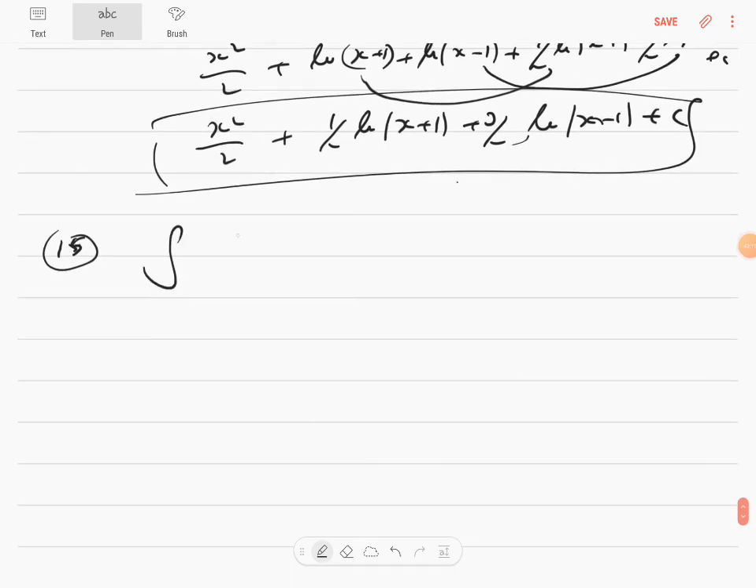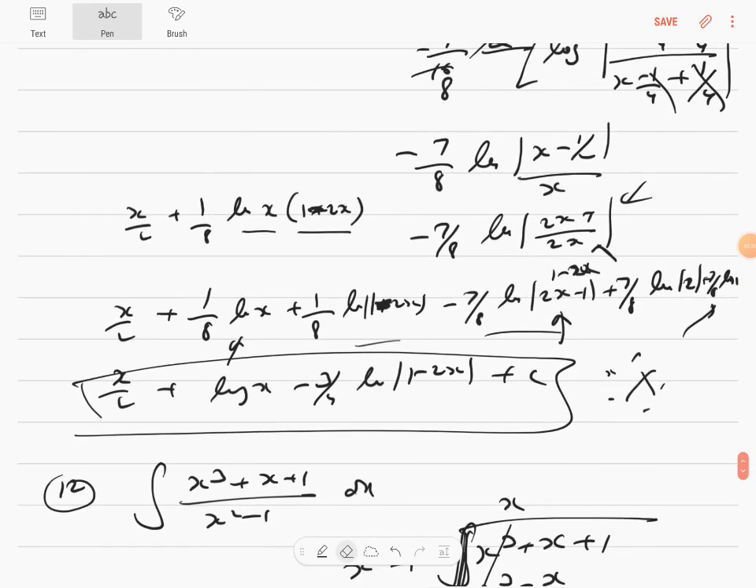So the 15th sum is 1 by x to the power 4 minus 1 into dx. Okay, I don't want to do the 15th. I'm keeping the 15th, 16th, 18th, 19th and 21st pending. I'll deal with it tomorrow. Make sure you're learning till here, okay?